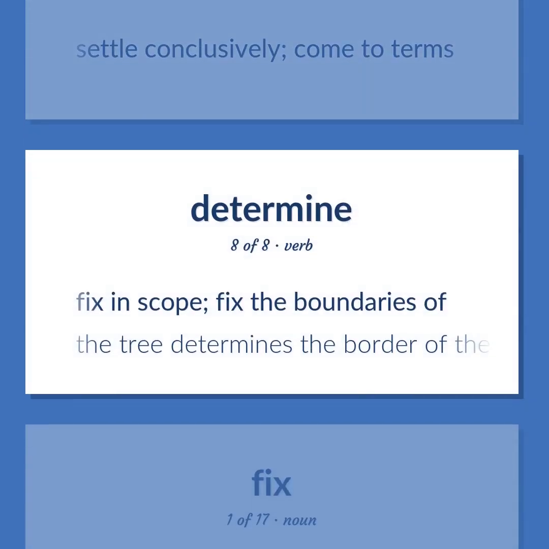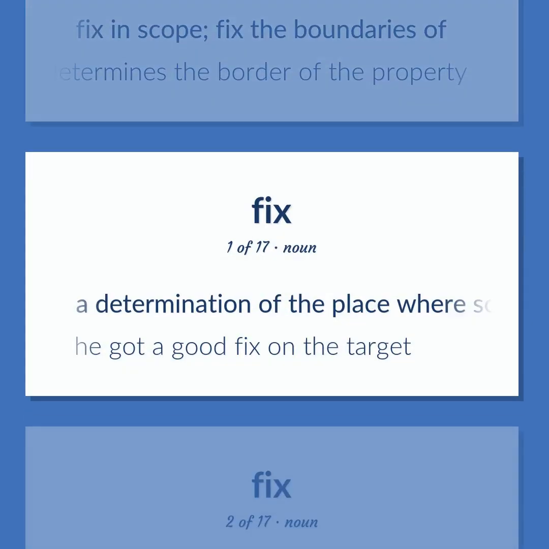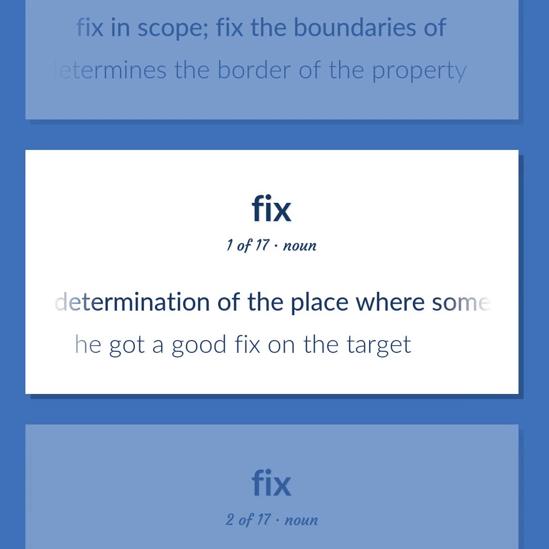Fix in scope. Fix the boundaries of. The tree determines the border of the property. A determination of the place where something is. He got a good fix on the target.